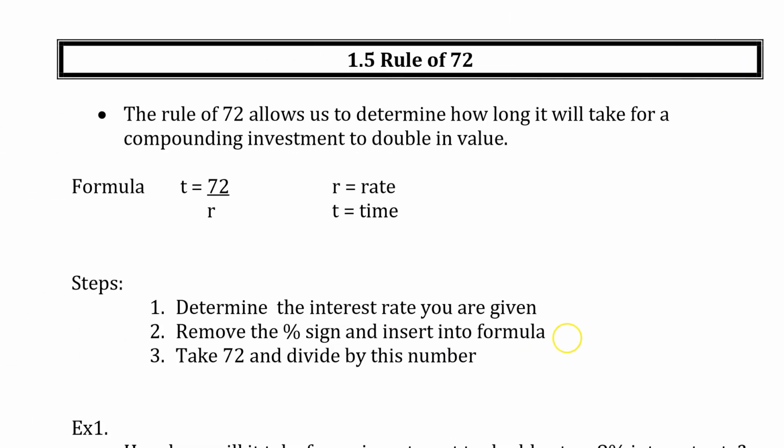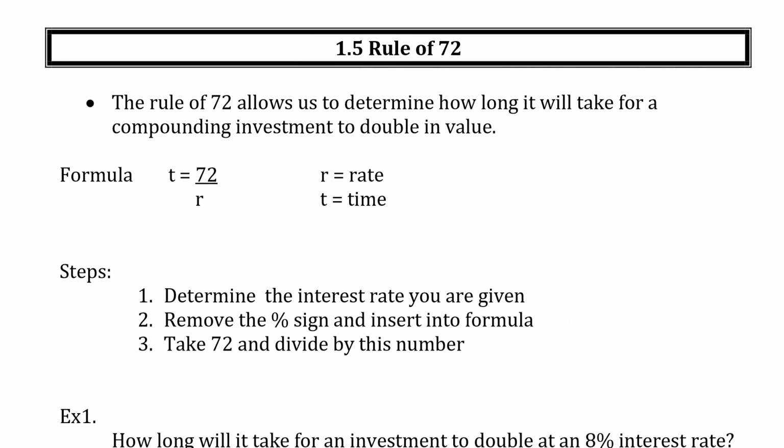Luckily, we have the rule of 72, which helps us to estimate. Now, this is just an estimation for compounding investment, but it gives us a pretty decent idea. The formula is really easy. T equals 72 divided by R all the time, where R is the rate, and it is as a percent, okay, not as a decimal.